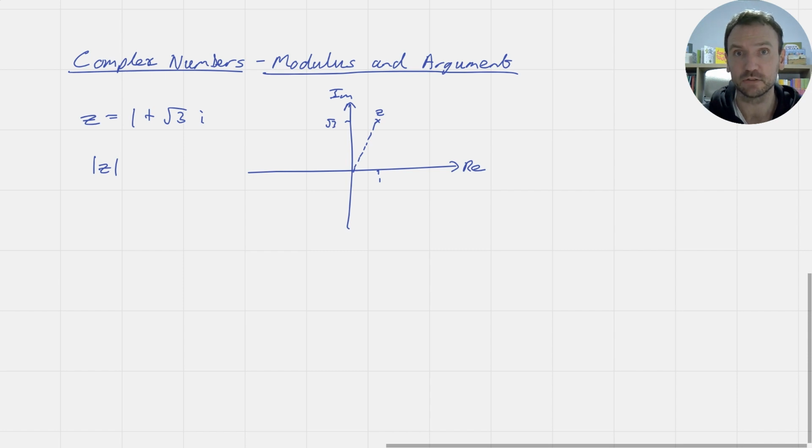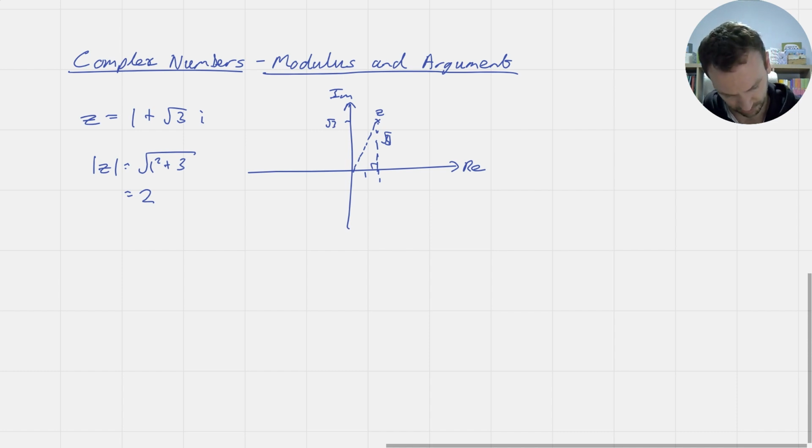Now to find that, we can just do straight up Pythagoras, because really we've got a right angle triangle to work with here. I wouldn't normally worry about drawing this onto the Argand diagram, but this length is 1, this length is root 3. So the modulus is going to be the square root of 1 squared plus root 3 squared, which is just 3, and we'll get root 4, or 2. So the modulus of z is 2, because it's got a distance of 2 from the origin.